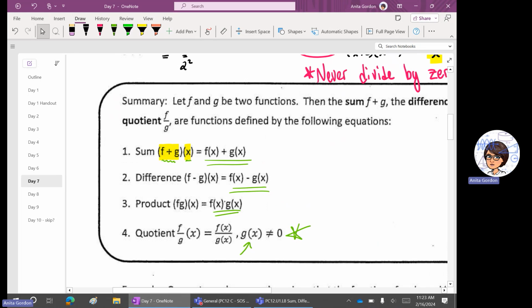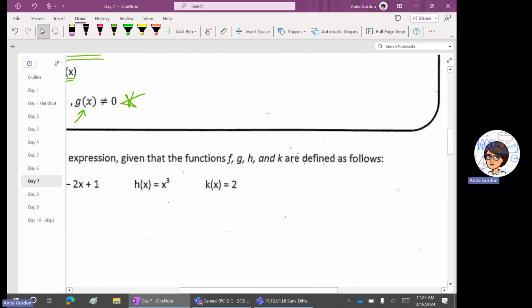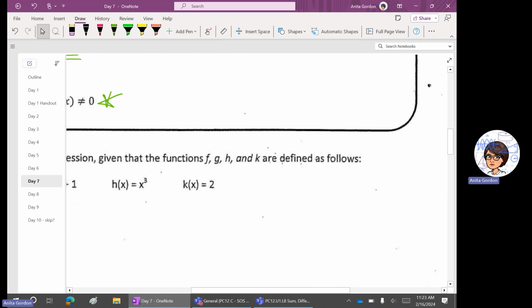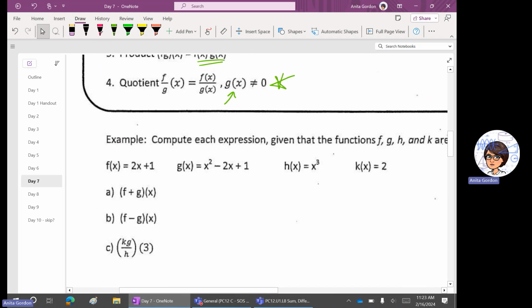All right, let's take a look at some examples. It says compute each expression given the functions f, g, h, and k are defined as the following. So here we have 4 different functions. Notice that all the letters are different. We have an h and a k. That doesn't matter, right? We're just expressing that they are unique functions.